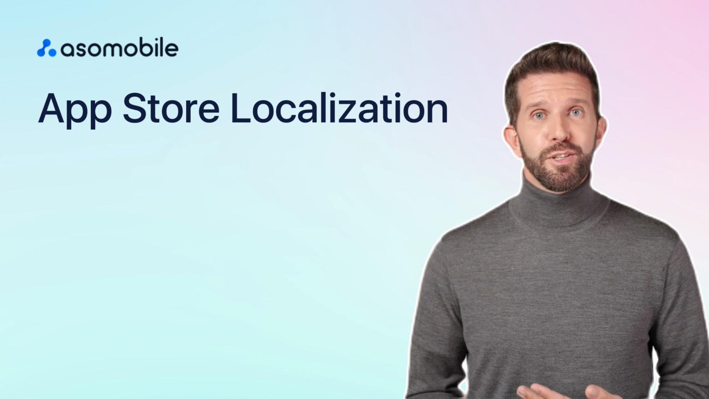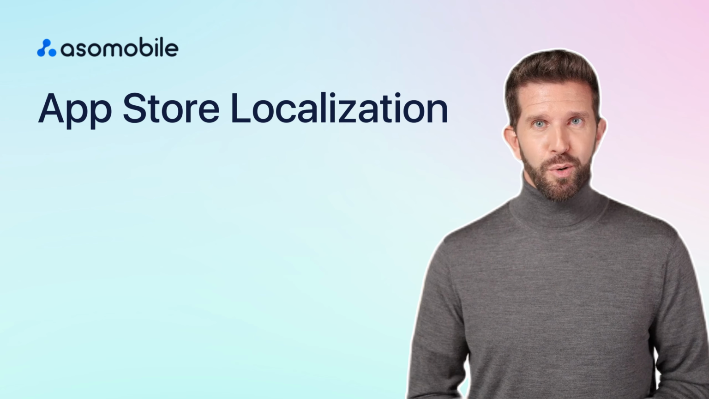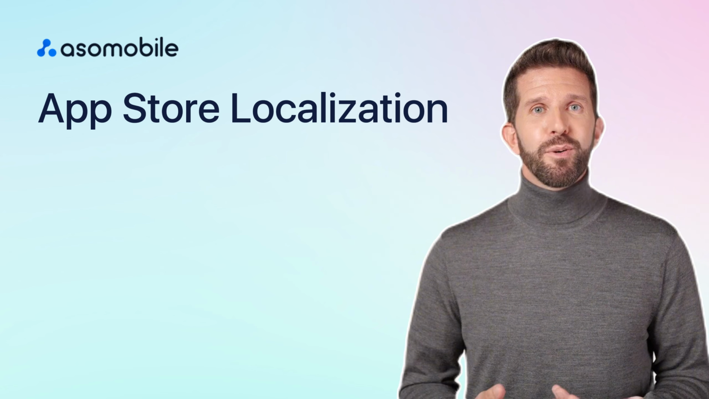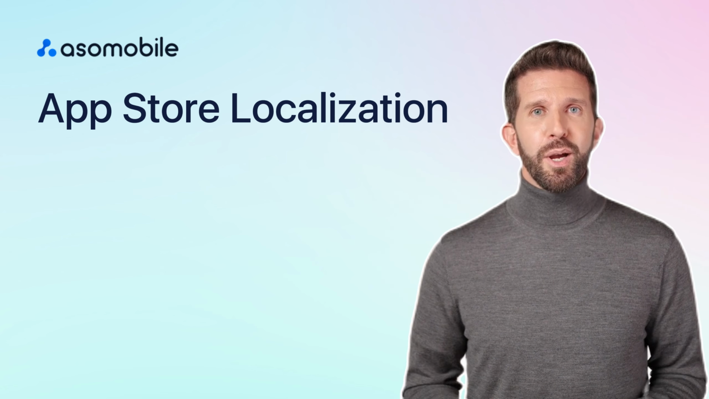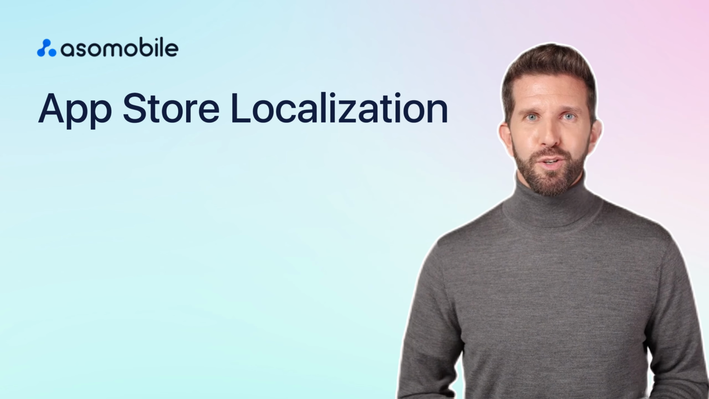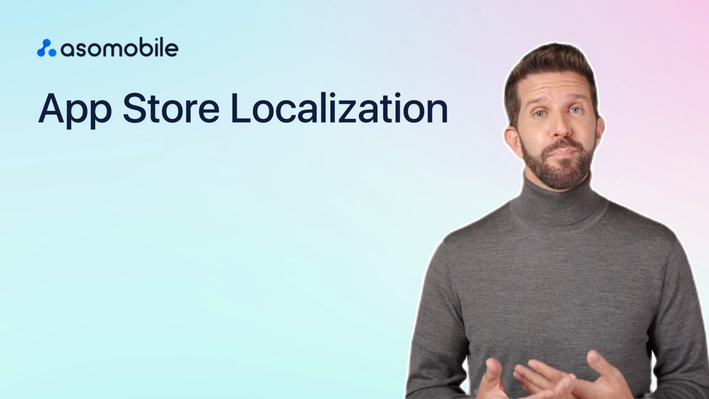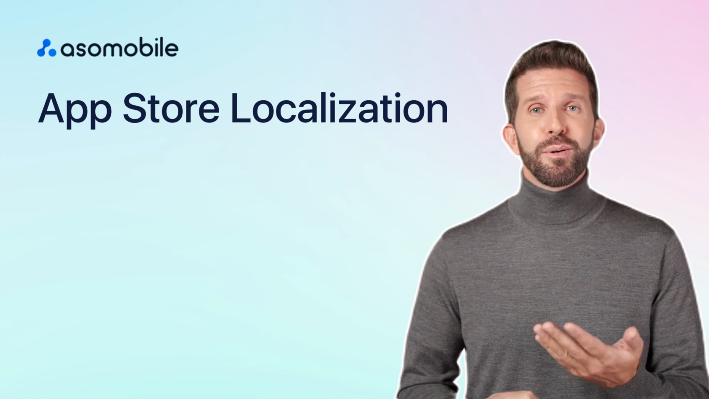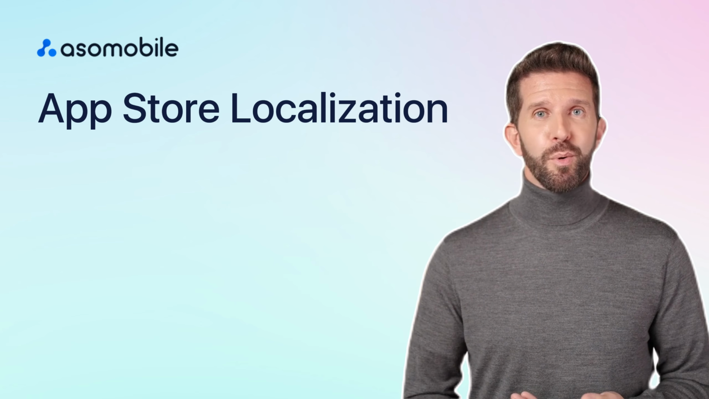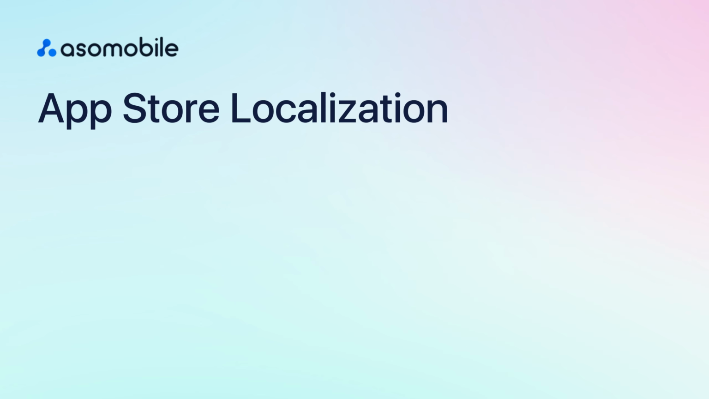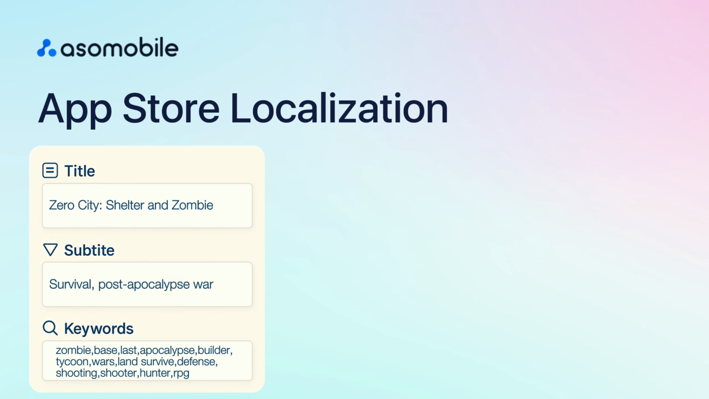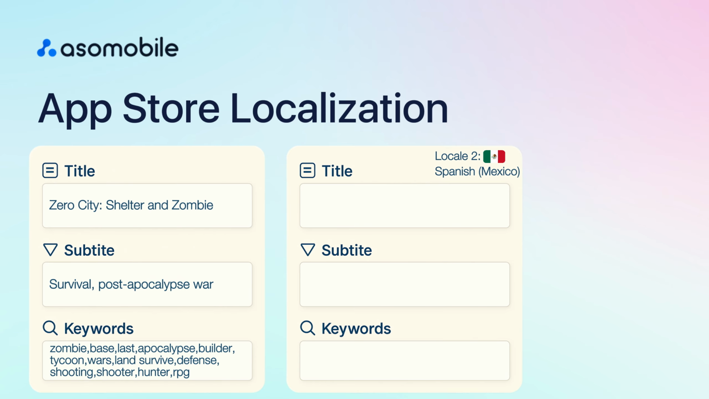App Store localization and additional locales. Now let's expand visibility even further with additional locales. Each country on the App Store, except the UK, allows you to add multiple language versions of your metadata. These fields are primarily for localization, but if your app is only in English, you can use additional locales for more keyword space. In the US storefront, you can use keywords from the Spanish Mexico locale.